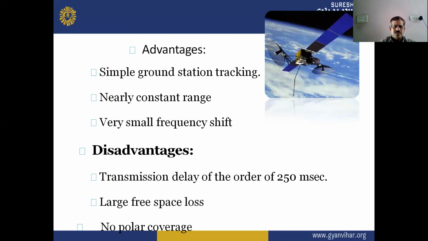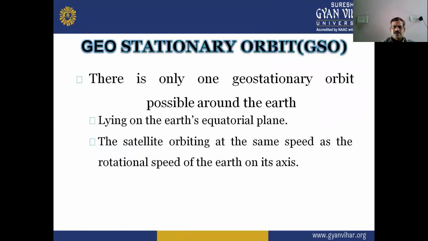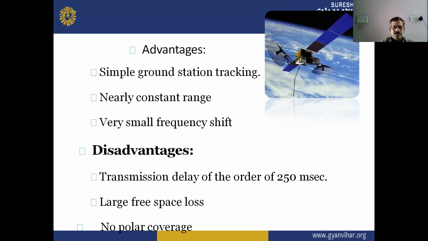So there are some advantages of GSO: simple ground station tracking, nearly constant range, and very small frequency shift. And there are some disadvantages also. In disadvantage, transmission delay of the order of 150 milliseconds. Second is large free space loss. And third one is low polar coverage.